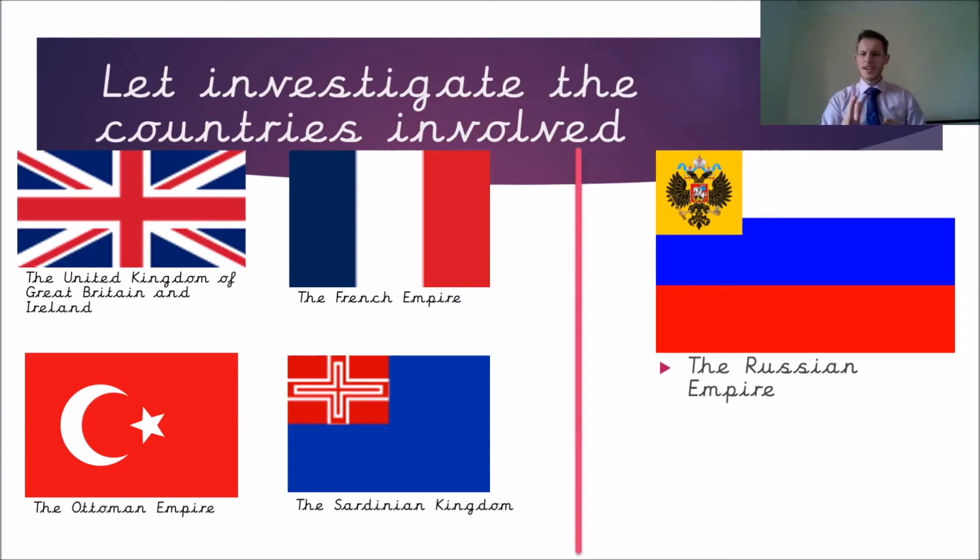Now I've put a line down the middle. Well, why would I split up the countries? I've got 4 countries or empires on one side, and I've got one on the other side, Russia on its own, and the other 4 on that side, and then Russia on its own.